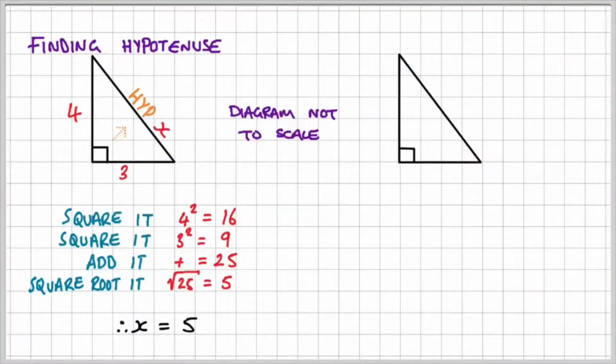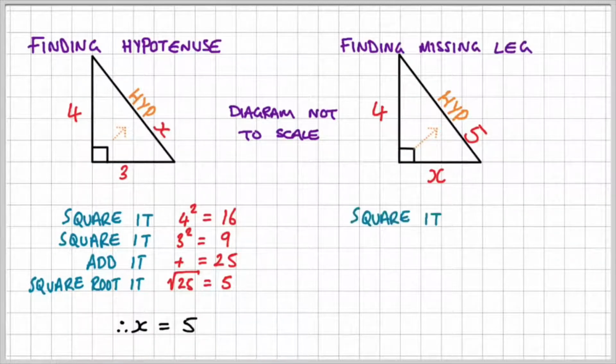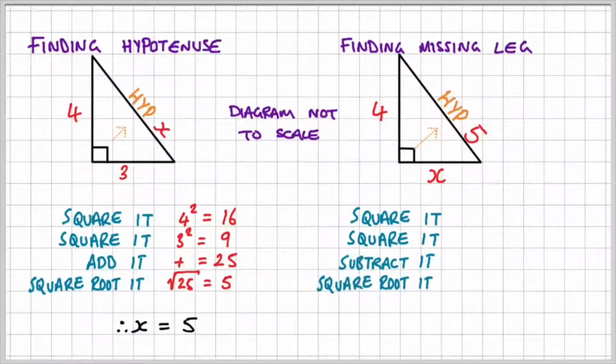Now the only other way you're going to be using Pythagoras is to find one of the missing legs. Now let's say we have the hypotenuse. Let's say the hypotenuse is 5 and one of the legs is 4, and the missing side that we're looking for is x. Now all you need to remember is when you're finding a missing leg, you need to square it, subtract it, square root it. So now, when we're dealing with this situation, you need to subtract the smaller number from the bigger number.